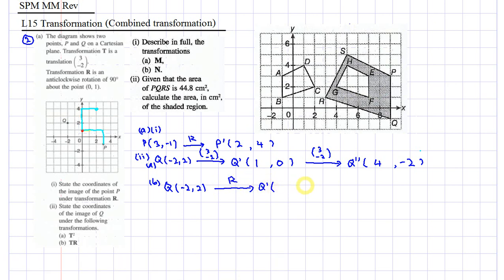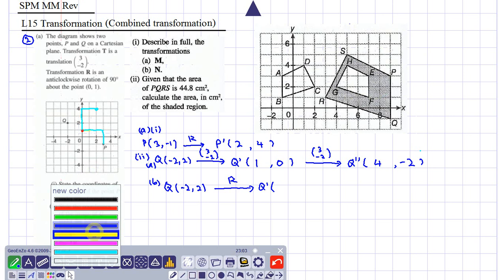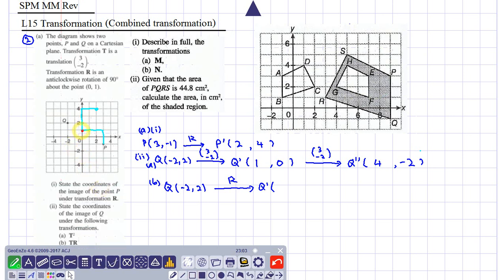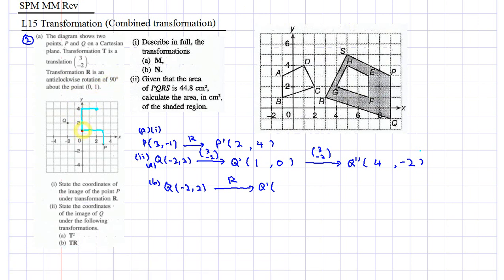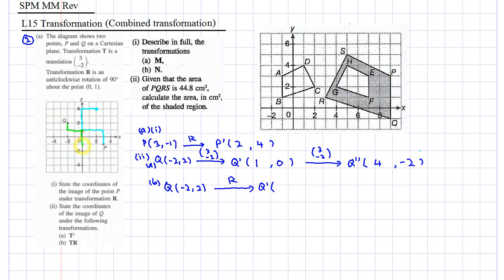Where is the coordinate for this Q after rotating 90 degrees anti-clockwise about point 0, 1? Okay, so we use another color. Anti-clockwise rotation of 90 degrees. Start counting from the center. Remember, 1, 2, 1. Okay, this is 2, 1. Anti-clockwise 90 degrees. 1, 2, 1.